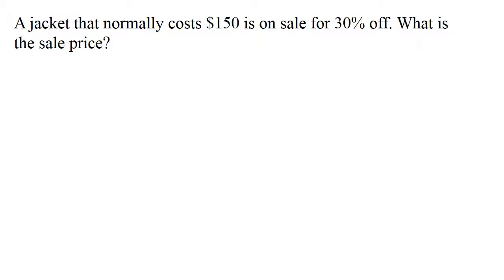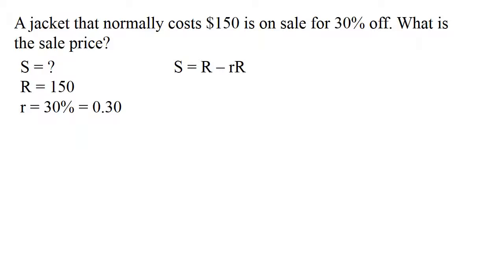A jacket that normally costs $150 is on sale for 30% off. What is the sale price? So we go to our formula, we figure out what we know. We know the regular price is $150, we know the rate of the discount is 30%, and we don't know what the sale price is. And again, 30% converts over to 0.30 as a decimal.